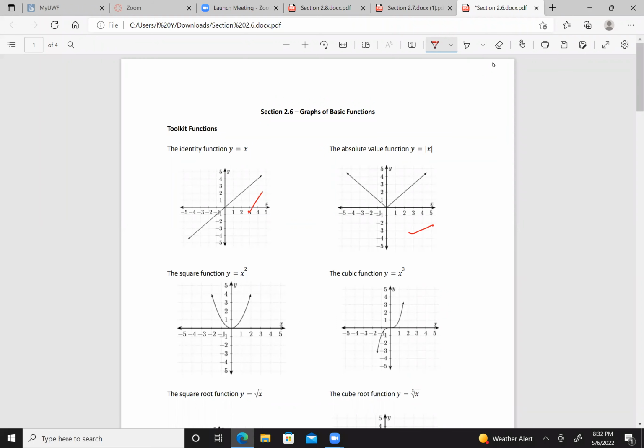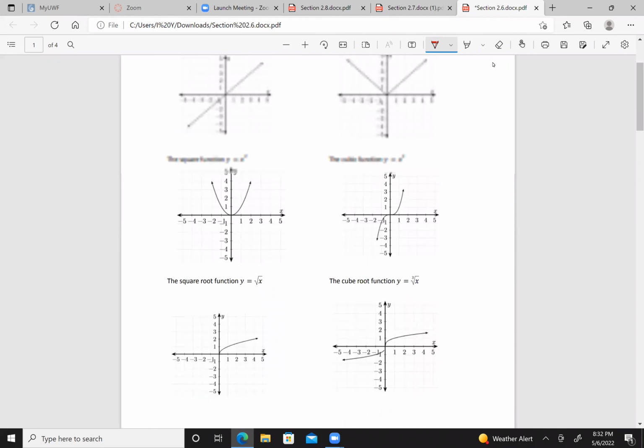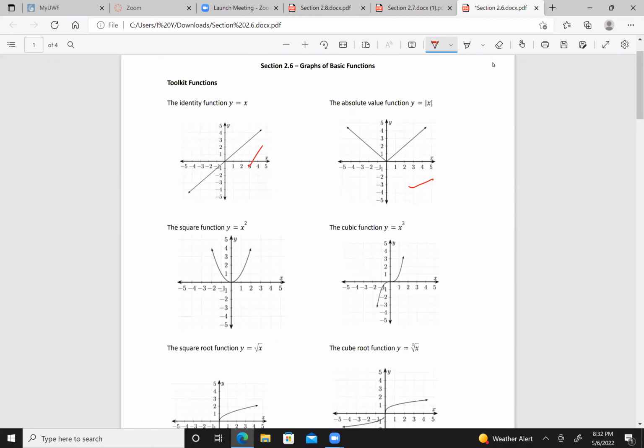Then we have the square function, y equals x squared, which we'll see a lot more later on. Then we have a cubic function, y equals x cubed. Note the curved shape.